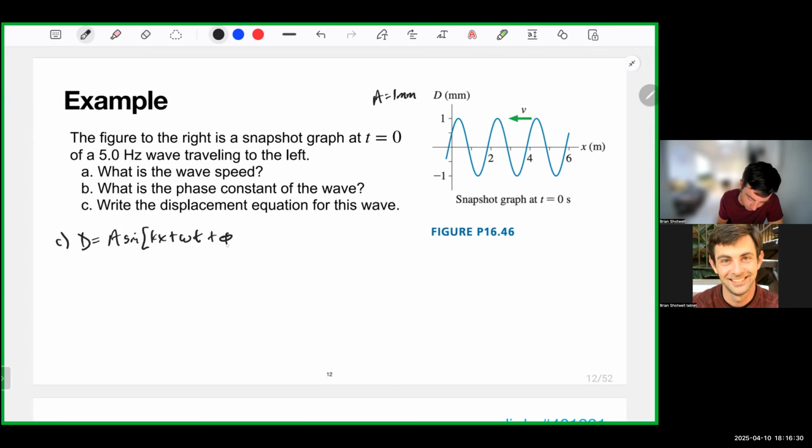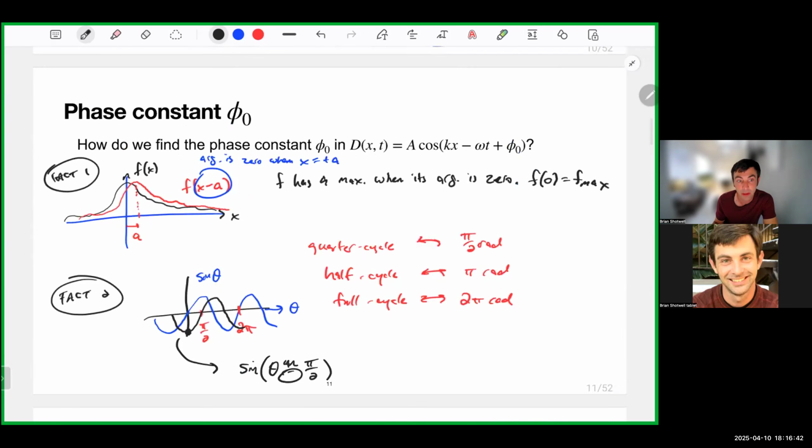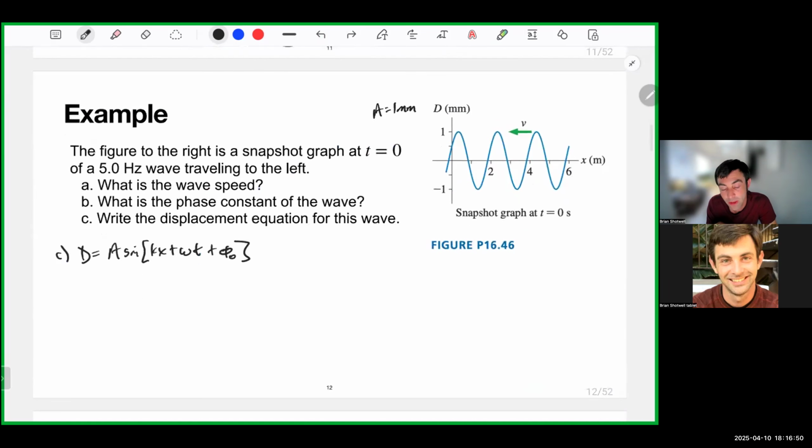And then the default is to just call this a positive phase constant. So the phase constant is positive if we shift the graph to the left, and the phase constant is negative if we shift the graph to the right. This is just what we talked about before: the phase constant would be negative if we're shifting the graph to the right. Here it looks like we're shifting the graph to the left. But by how many radians?